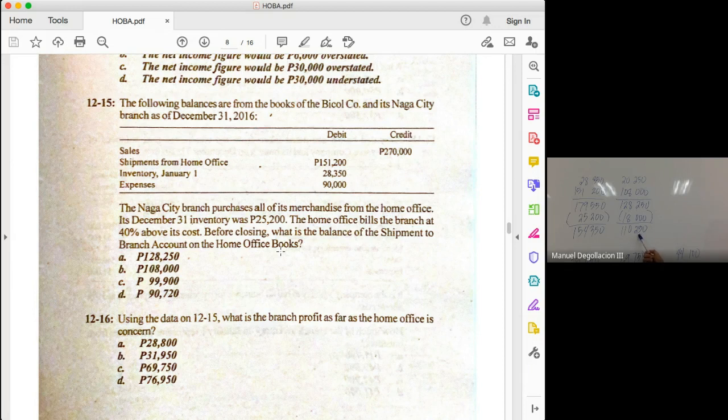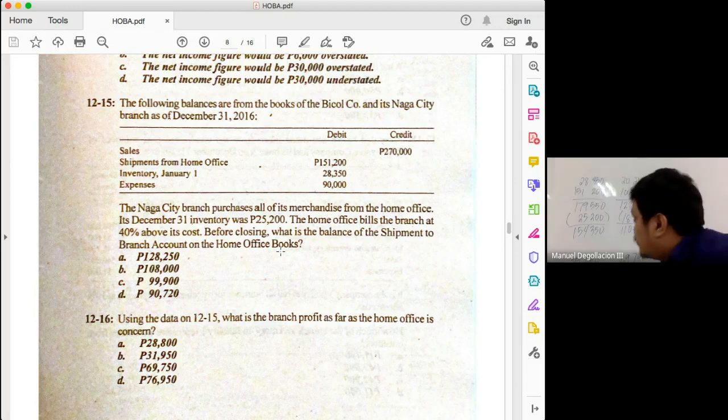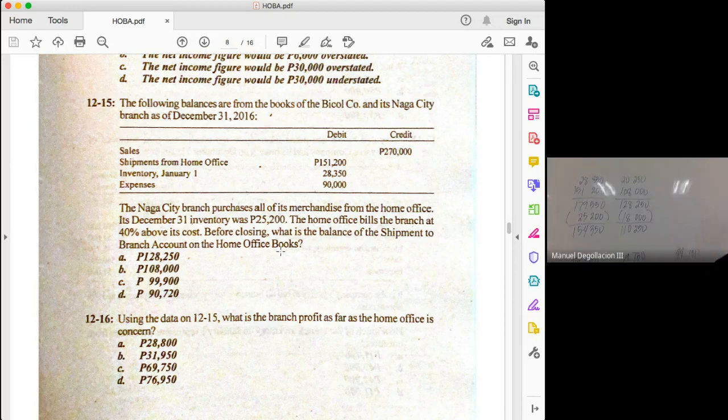You would get 110,250. Multiply that by 40%. Okay. So that means you may take this down. True branch profit is equal to profit reported by the branch plus markup on branch cost of goods sold.